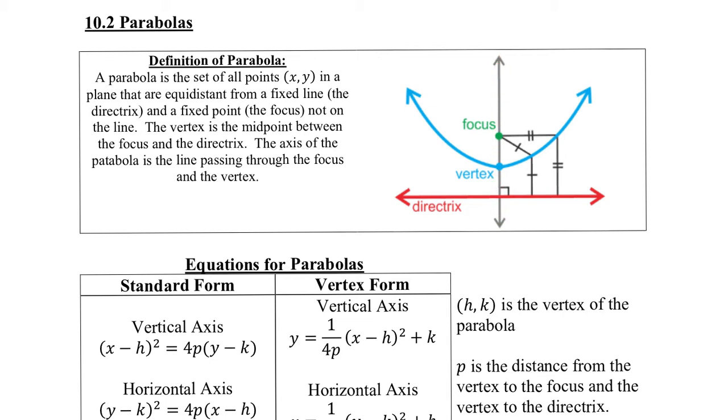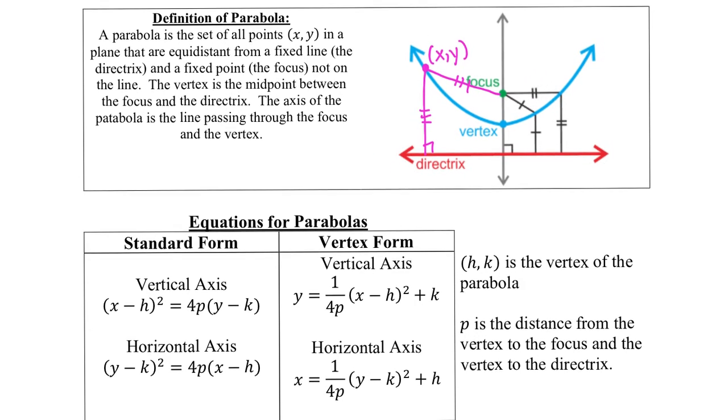Okay, so what are they saying? They're saying if I pick any random point on the parabola, I'll pick this one. This is my point (x, y). It's equidistant from the directrix. So if I go to the directrix, this distance is going to be equal to the distance from that point to the focus. No matter which point I pick on the parabola, it's always true that those two will be congruent. As you can see over here, this is congruent to that. So that's the formal definition of a parabola.